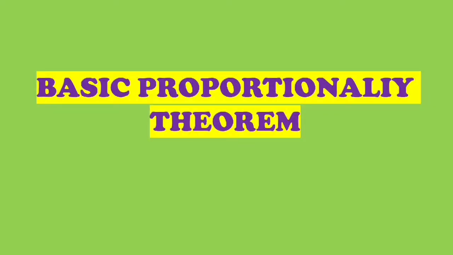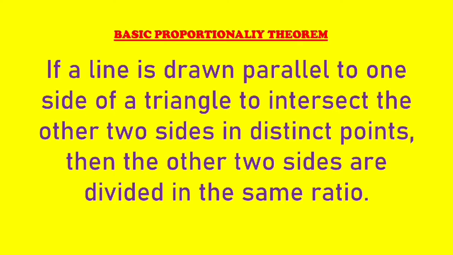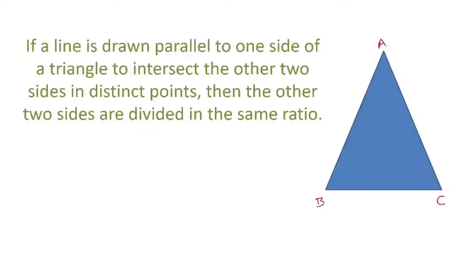Now we are going to discuss the basic proportionality theorem. This is one of the most important theorems for 10th class students. See the statement: if a line is drawn parallel to one side of a triangle to intersect the other two sides in distinct points, then the other two sides are divided in the same ratio.